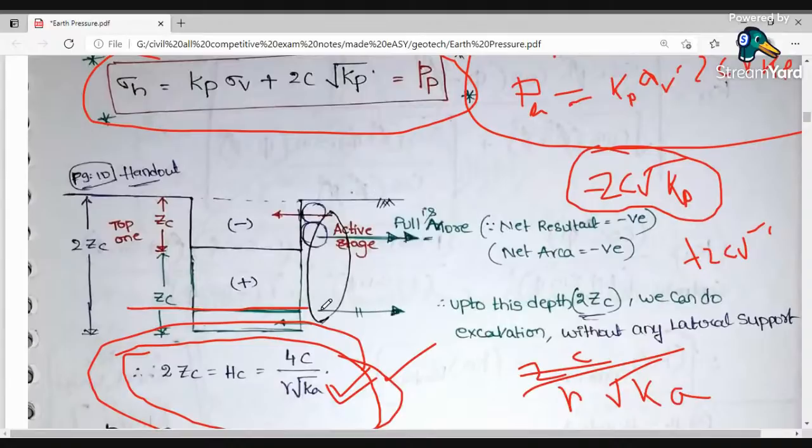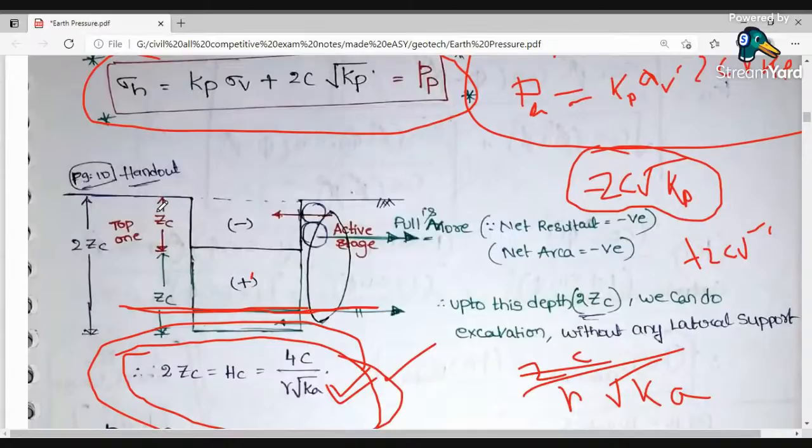That means up to twice Zc, the soil is always able to retain itself unsupported. Suppose we are digging cohesive soil up to a depth of 2 Zc. That means up to 2 Zc, the surrounding soil will not come into this digging hole, right? That means it has its own stability up to a depth of 2 Zc. So that is basically known as lateral support.